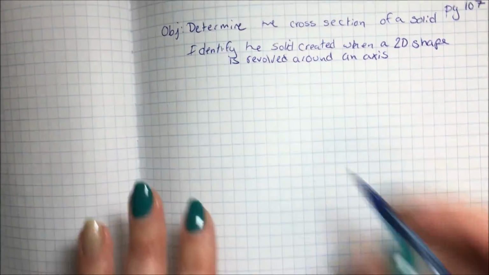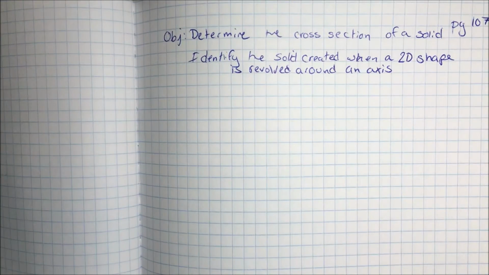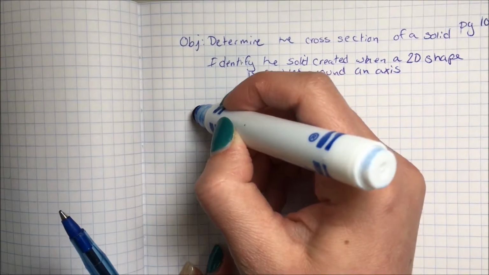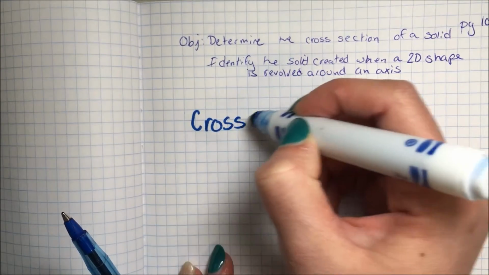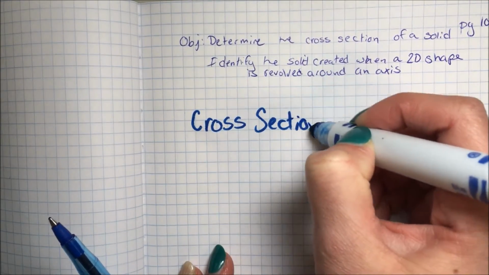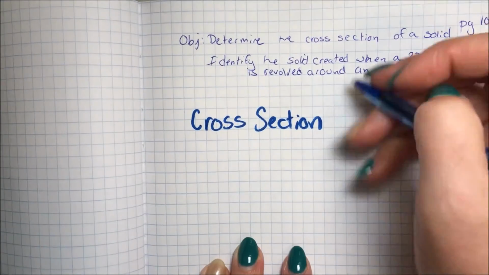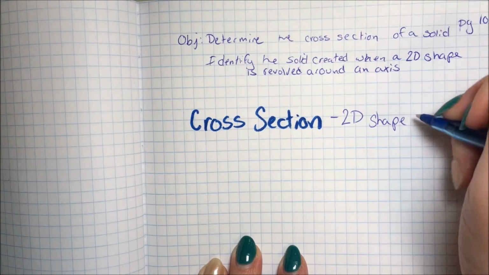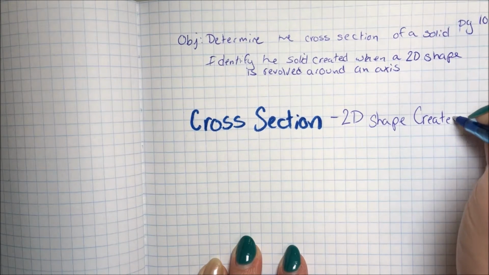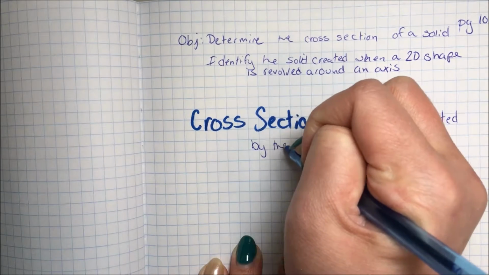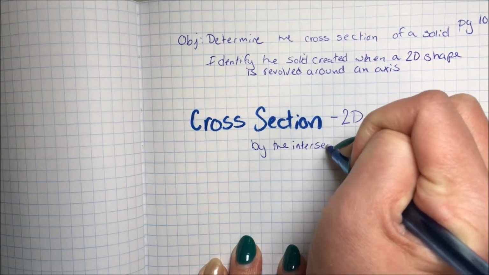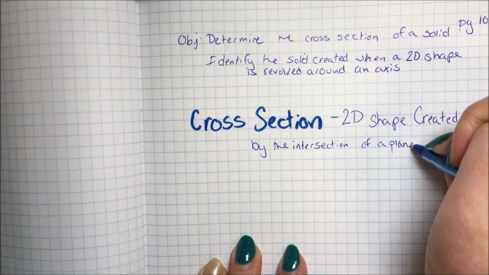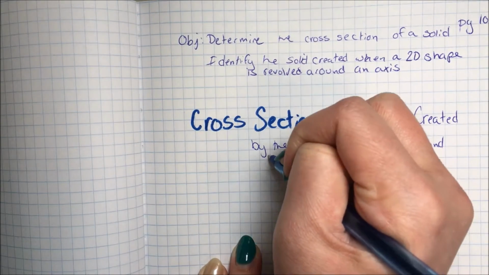So what is a cross section? A cross section is a slice of a solid. It's a 2D shape created by the intersection of a plane and a solid.